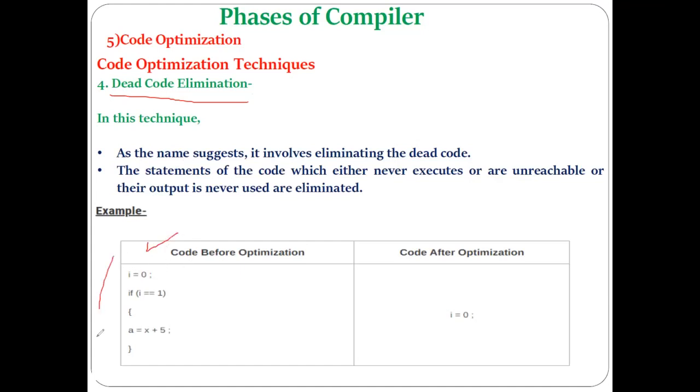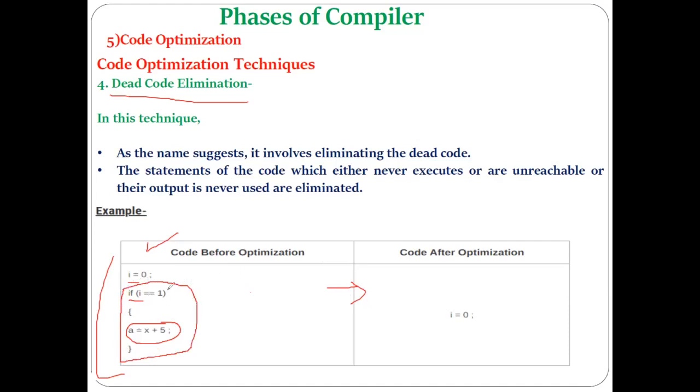So this is the code before the optimization. What is the code? I equal to 0. Here is the assignment of 0 to I. Then if I equal to 1, then do this operation. What operation? A equal to x plus 5. Now you can see these 5 lines of code are reduced to one line of code. Why? Because in this code, this part is considered dead code. Why is it considered dead code? Why?